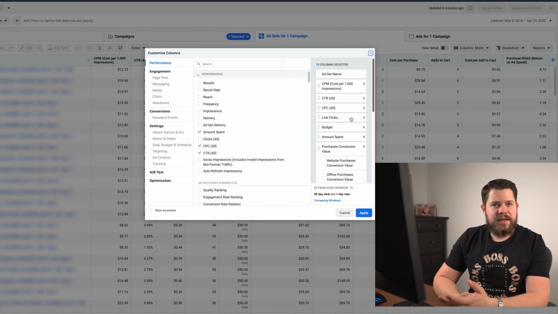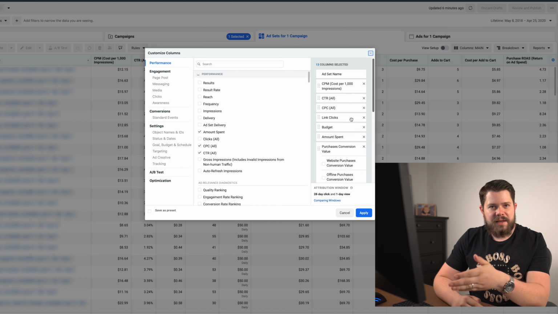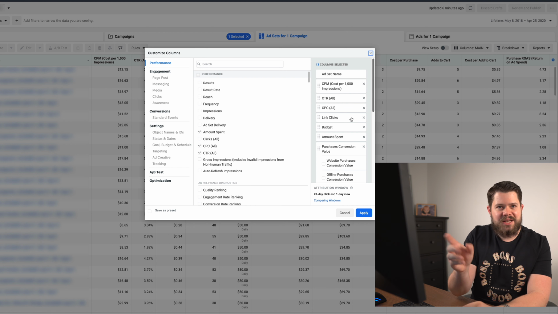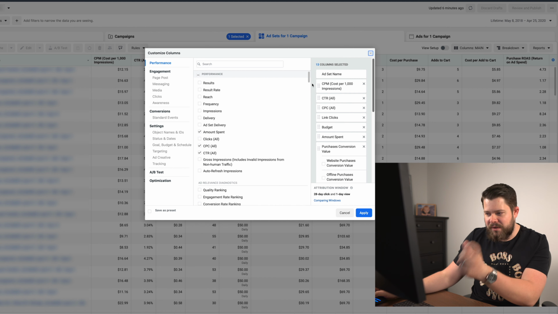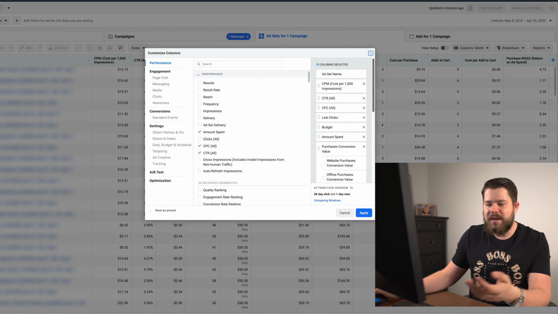Then I have link clicks, that's obvious. I just want to see link clicks. I know how much I'm paying with CPC, but I want to have it next to it, so I see, okay, it has 50 clicks and it didn't convert. That's another thing that I want to know.